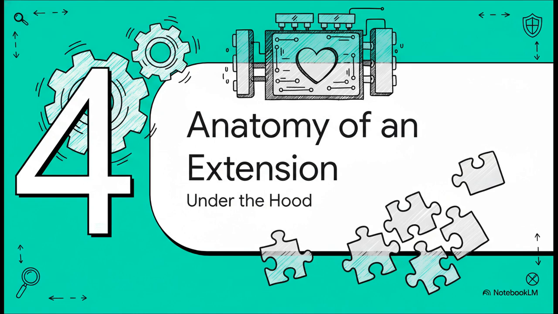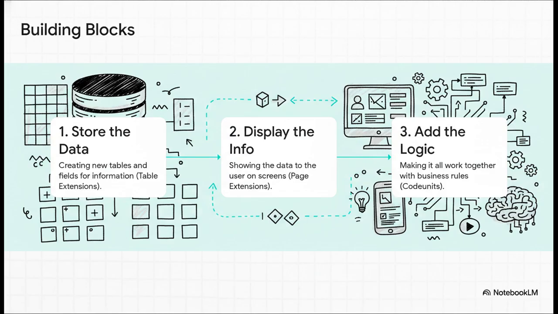Okay, so we know what it does, but how does it actually work under the hood? Let's break down the basic anatomy of an extension. It's not as complex as you might think. It all comes down to three fundamental building blocks. First, you need a place to store your new information. Second, you need a way to display that information on the screen. And third, you have to add the logic, the brains, that makes it all work together. Store, display, logic. That is it.